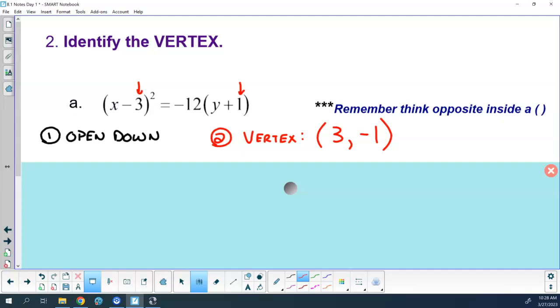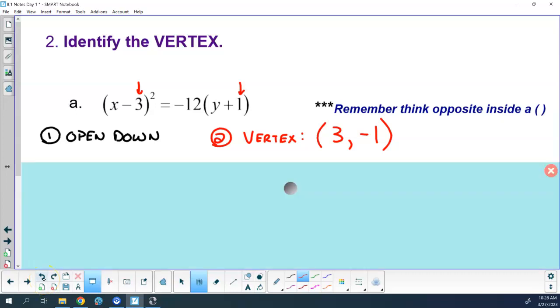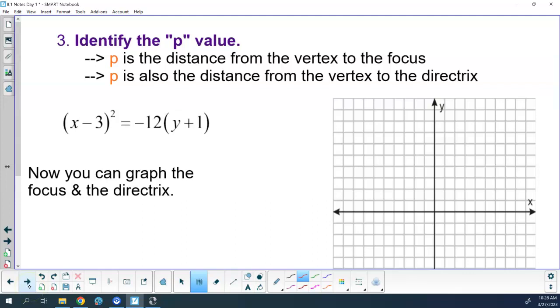On your graph now, you can put down, you can put a dot there, that's your vertex. And I would probably, would we say 3, -1? We know it opens down, so I would put a little V next to it, so that you know that it's the vertex. Okay?